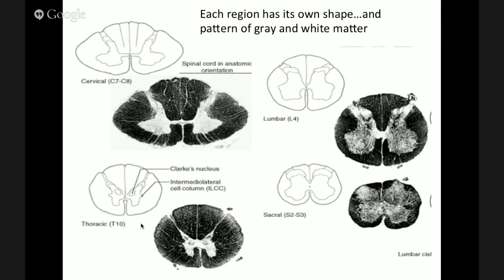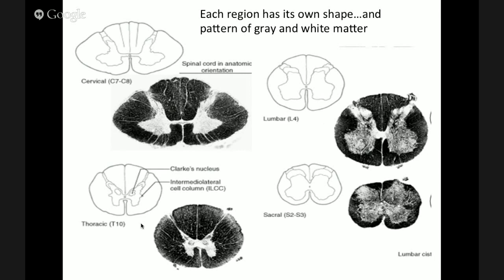At the upper thoracic levels, there are the two dorsal columns in the posterior funiculus, both gracilis and cuneatus. At lower thoracic levels, there's just the single gracilis. At lumbar levels, there's a large amount of gray matter relative to a smaller amount of white matter. So the white matter has now, many of the descending pathways have left the spinal cord.